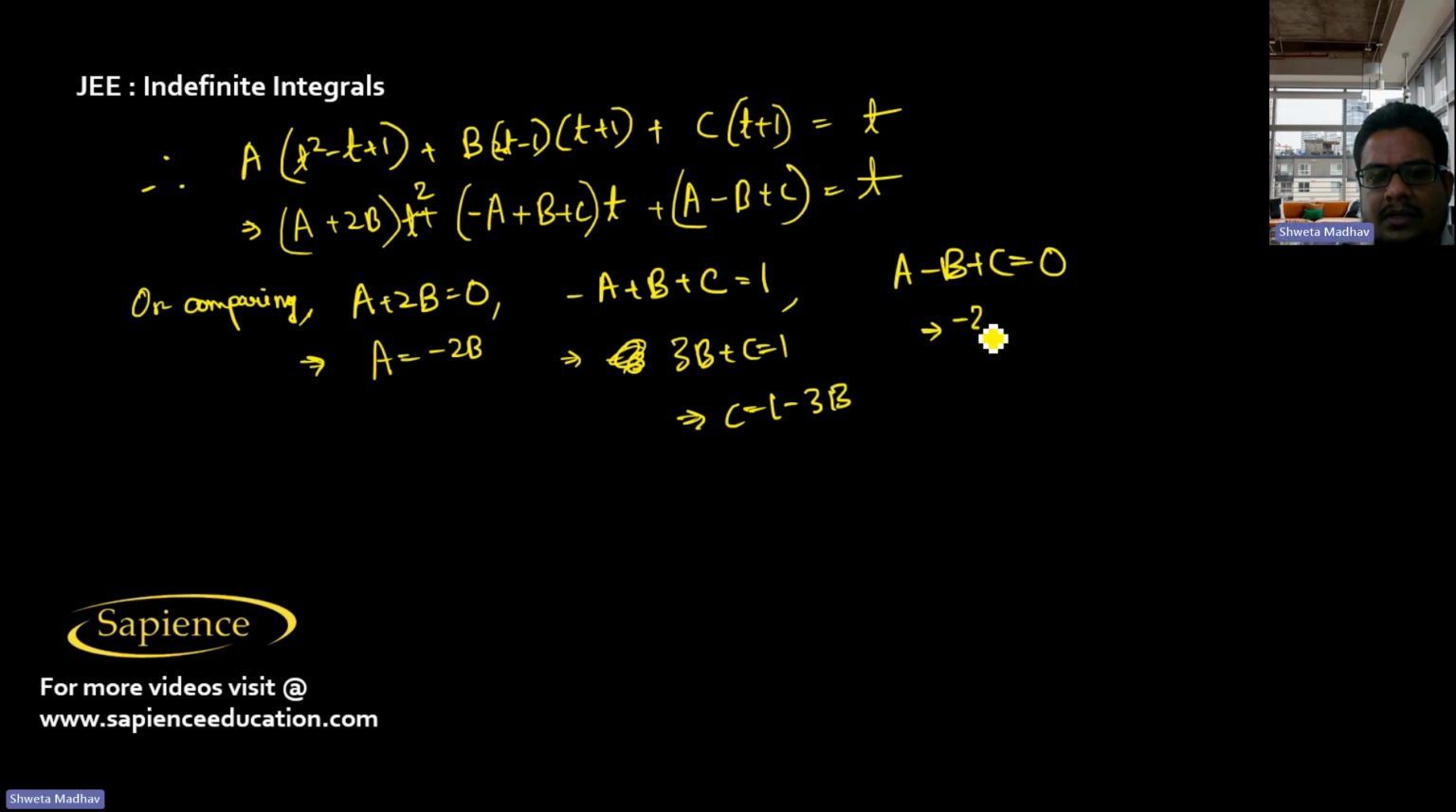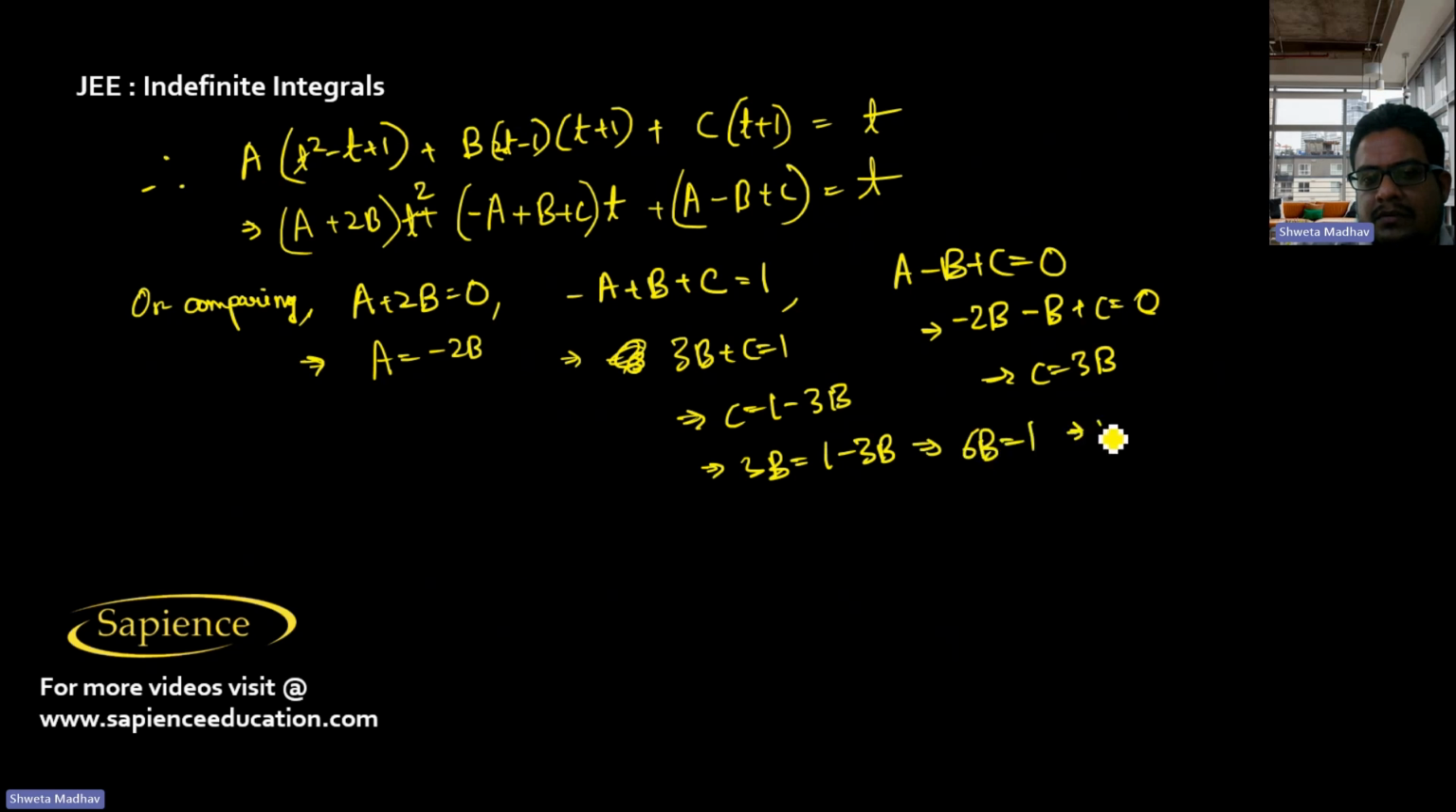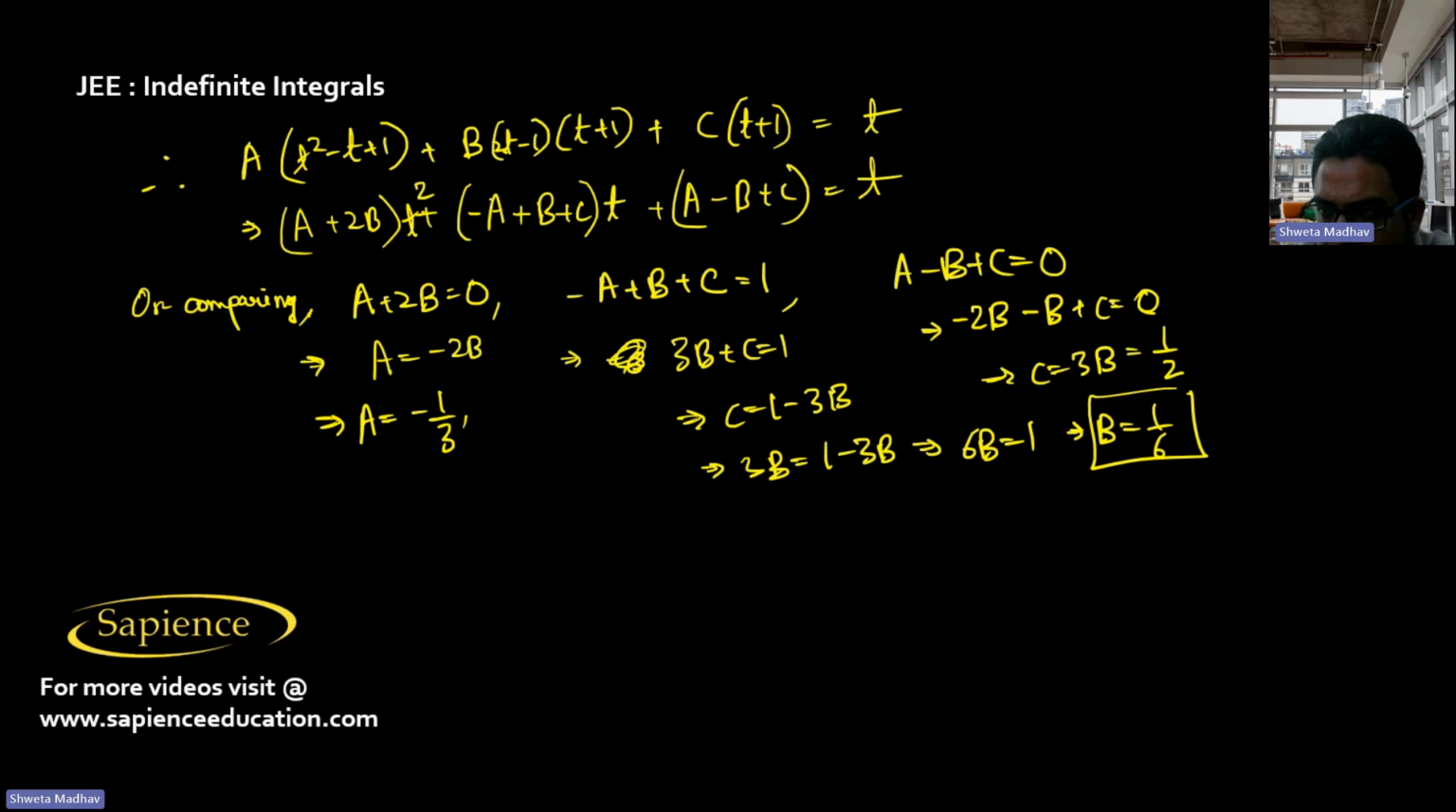Then a is minus 2b minus b plus c, that is equal to 0. So c will be equal to 3b. Therefore 3b is equal to 1 minus 3b, so 6b is equal to 1. Therefore b will be equal to 1 by 6, and so a will be equal to minus 1 by 3. So c will be equal to 1 by 2.